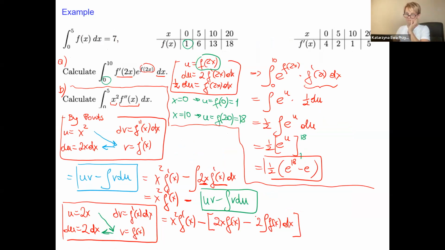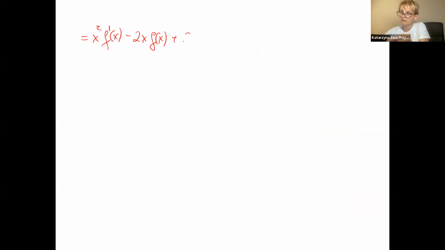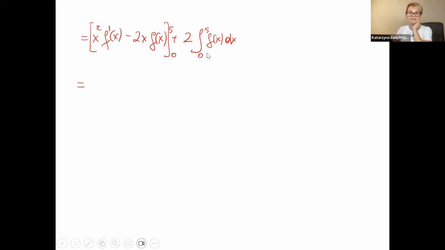Yes, 2, correct, plus 2 integral of f of x dx, everything from 0 to 5. That's when we can substitute, using the fundamental theorem of calculus. But what about this integral from 0 to 5? What can we do with this?